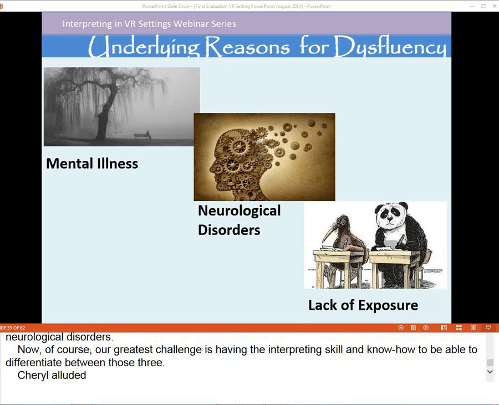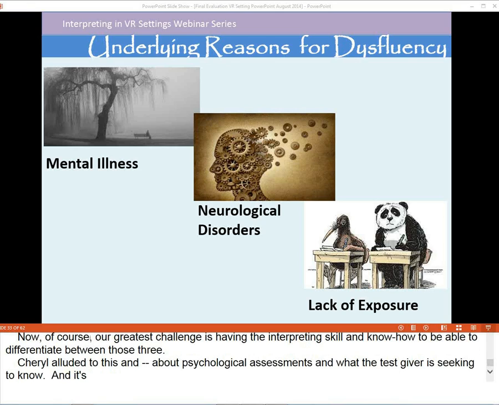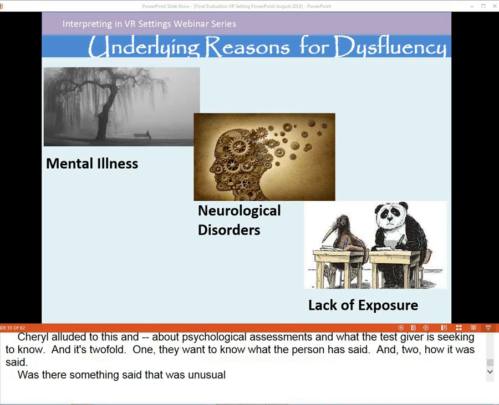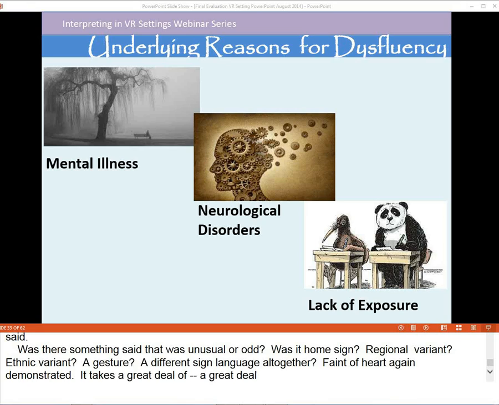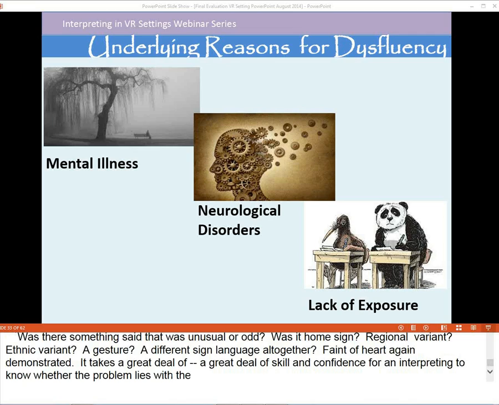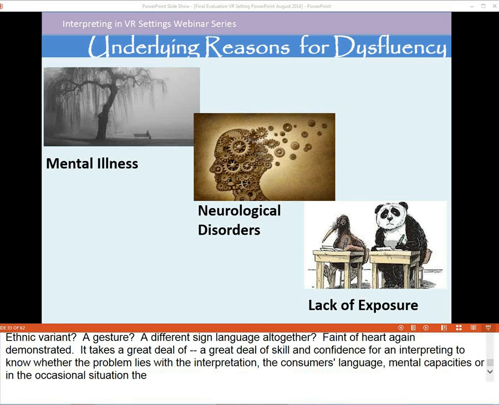Cheryl alluded to this about psychological assessments and what the test giver is seeking to know. And it's twofold. One, they want to know what the person has said, and 2, how it was said. Was there something said that was unusual or odd? Was it a home sign, a regional variant, an ethnic variant, a gesture, a different sign language altogether? Not for the faint of heart, again, demonstrated. It takes a great deal of skill and confidence for an interpreter to know whether the problem lies with the interpretation, the consumer's language or mental capacities, or in the occasional situation, the incoherent, unskilled, and insensitive clinician. And even the most skilled of us can easily become confused.